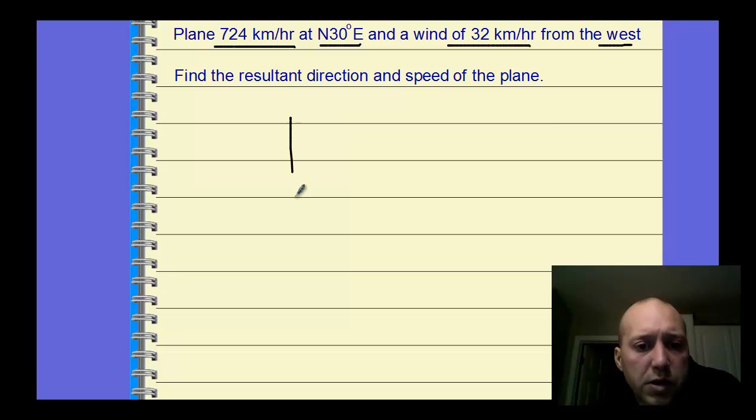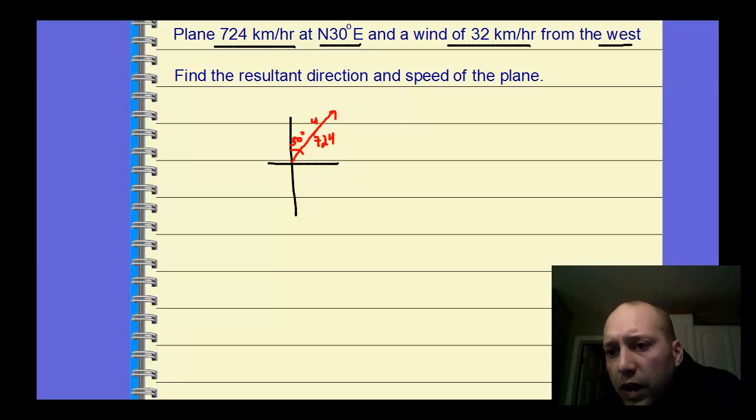So if I draw this, the first thing to figure out is that we are going northeast, so north then east, 30 degrees. So we have this 30-degree angle right here. The plane is flying in this direction, and it has a magnitude of 724 kilometers per hour. So let's call this vector u.